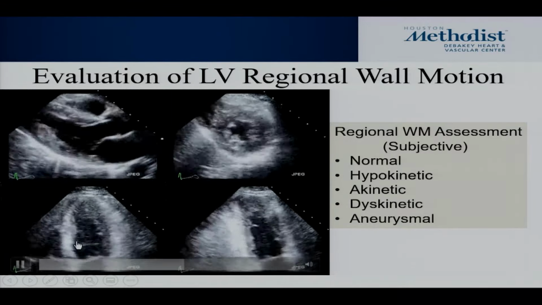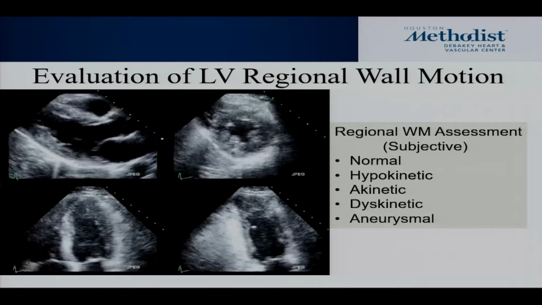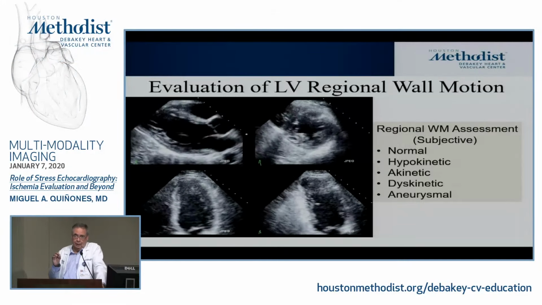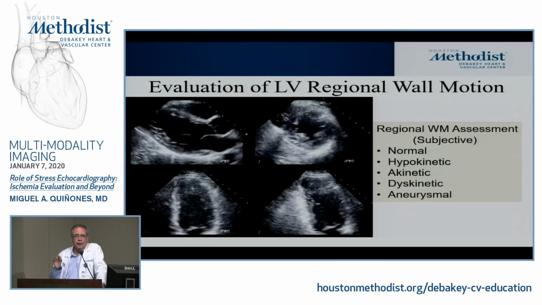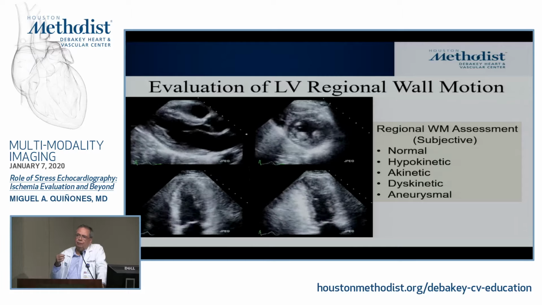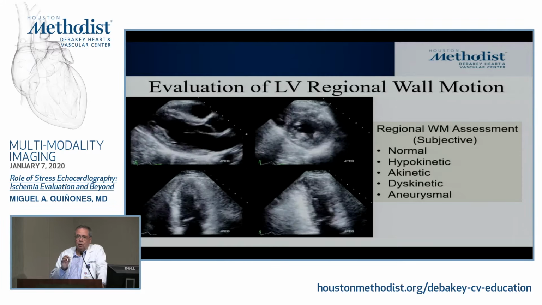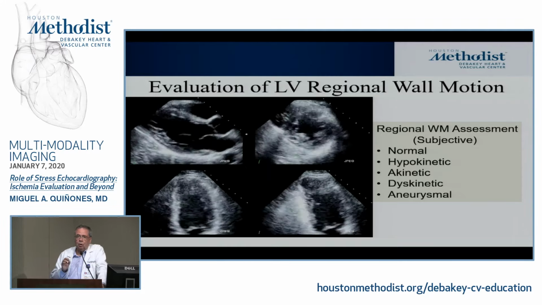We classify then the segments as normal, hypokinetic, akinetic, dyskinetic, or frankly aneurysmal. One thing about aneurysmal is that to call a segment aneurysmal, one should see a deformity of geometry at end diastole. So if it's only dyskinetic in systole, but in diastole you don't see that aneurysmal deformity, then it's dyskinesia. It should not be called aneurysmal.